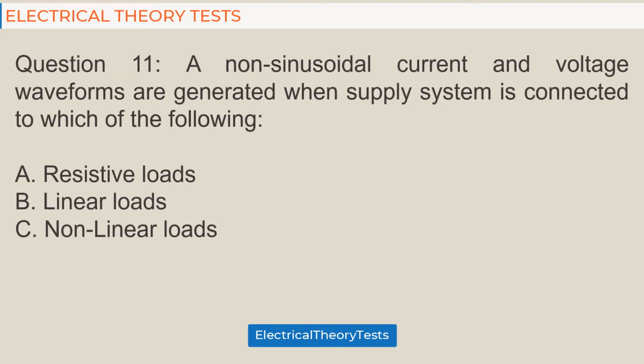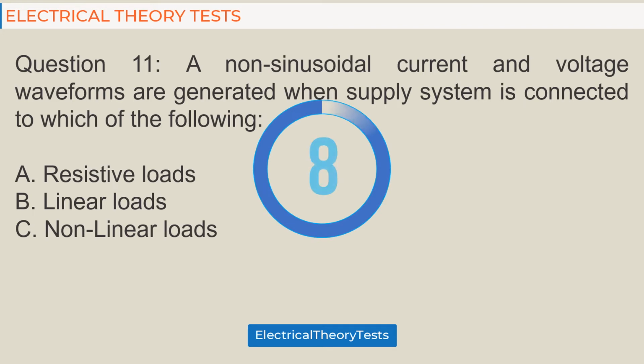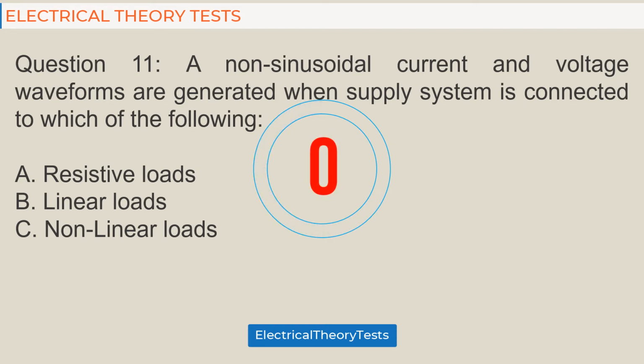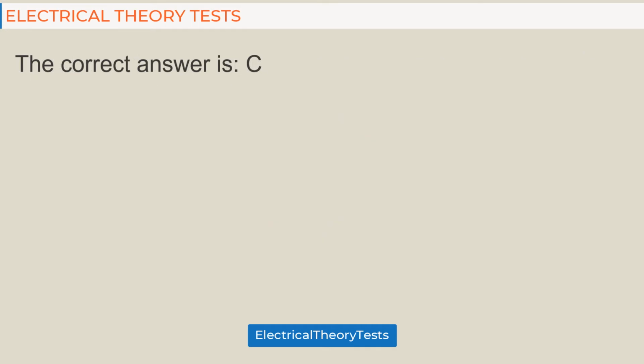Question 11. Non-sinusoidal current and voltage waveforms are generated when the supply system is connected to which of the following? A. Resistive loads. B. Linear loads. C. Nonlinear loads. The correct answer is C.